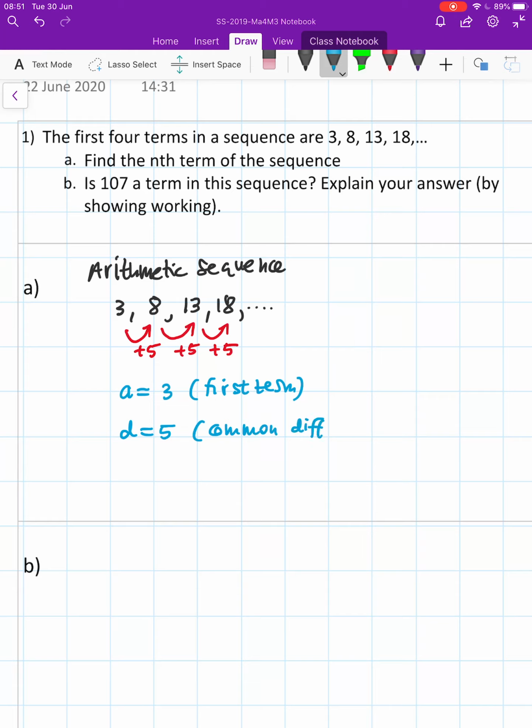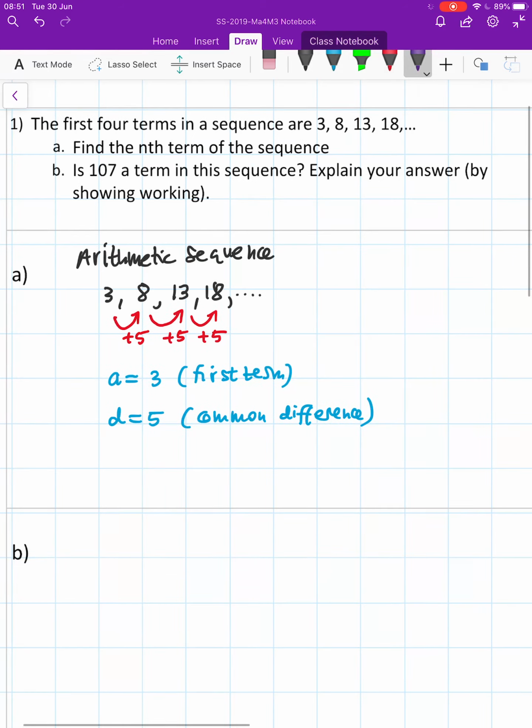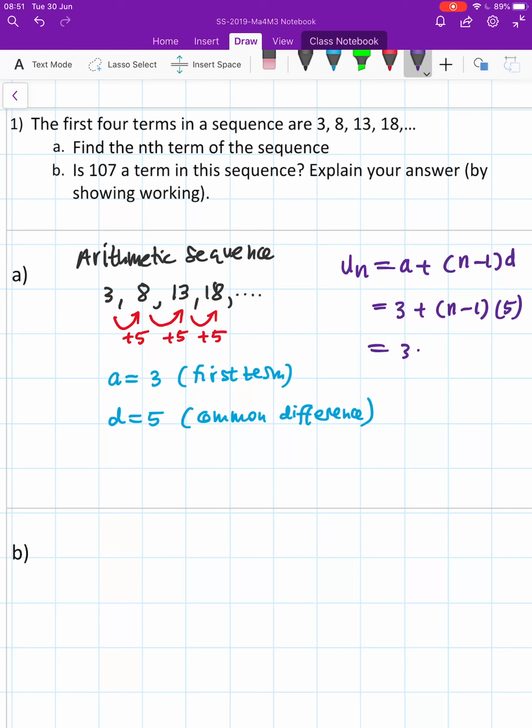Now you need to be familiar with all these terms. So that's the common difference. And the nth term, according to the formula that we need to memorize, un is equal to a plus n minus 1 d. So the nth term, according to this, a is the value of 3, n minus 1, d is 5. Now you expand the bracket, you get 3.